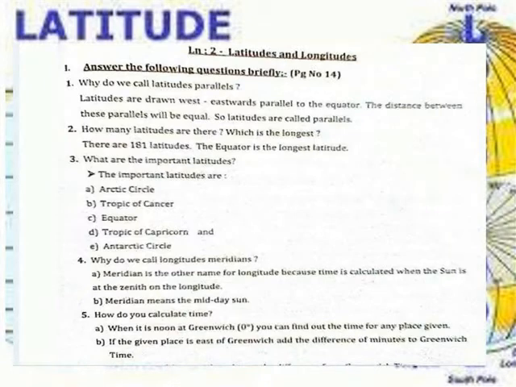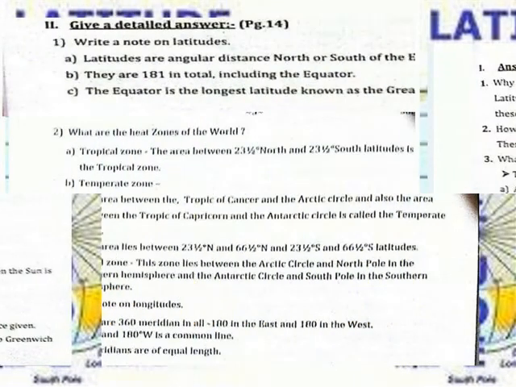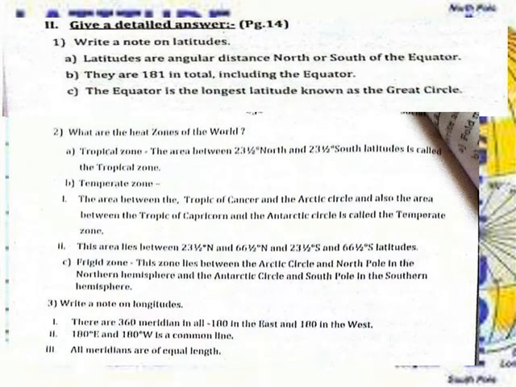Give the detailed answer. Write your note on latitude. Latitudes are angular distances north or south of the equator. There are 181 in total, including the equator. The equator is the longest latitude, known as the Great Circle.